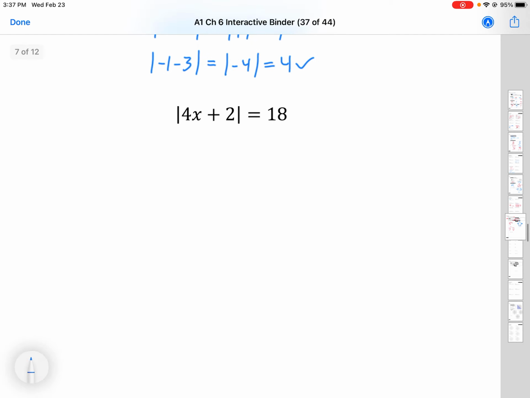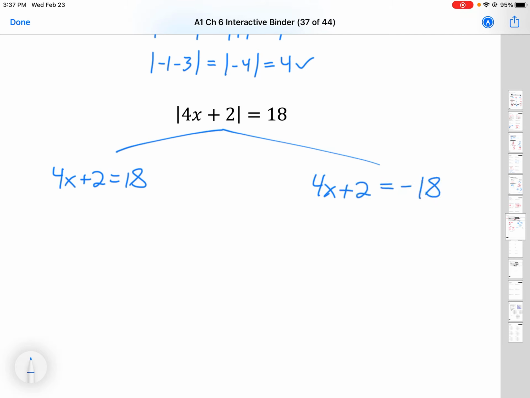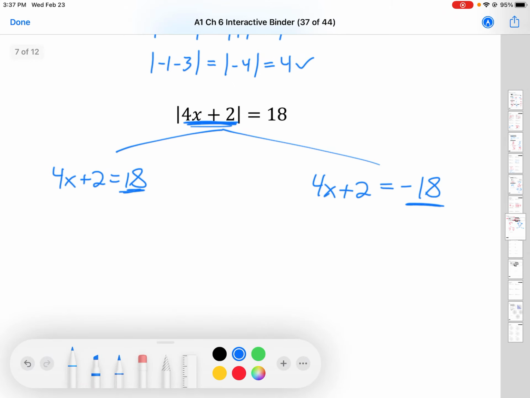This one's really similar to the one that we just did, but we'll do it here for the sake of another example. We set 4x plus 2 equal to 18, and we set 4x plus 2 equal to -18. Notice again, and here's a common mistake that students make, is that I didn't change this at all. The 4x plus 2 stays the same. The only thing that I added was one's the positive 18, and the second one is the -18.